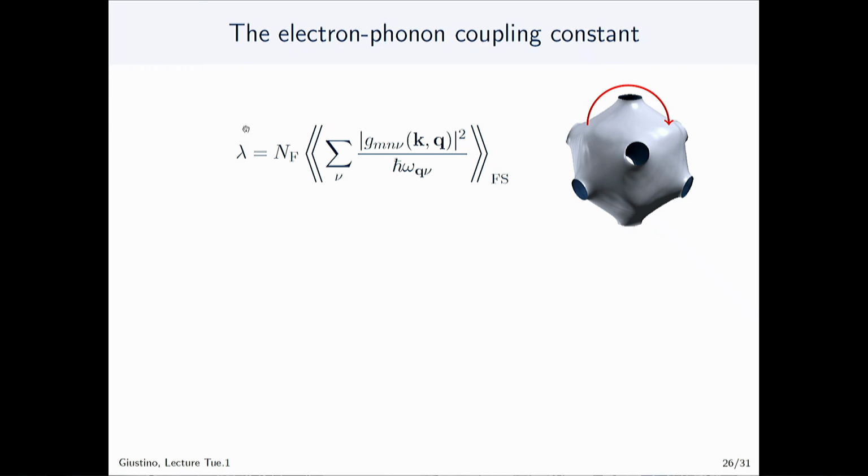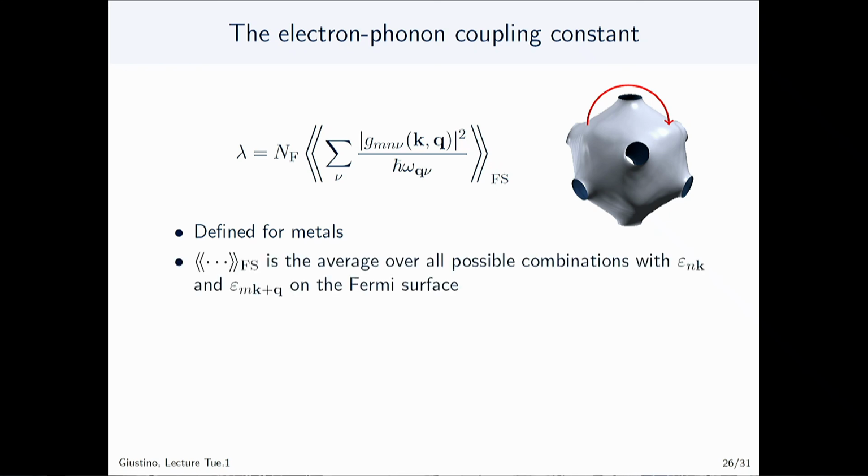And typically, this thing is only defined for metals. So that's the important thing, okay? So when we talk about the electron-phonon coupling calculated in Quantum-Espresso, that has to do with metals. That's an important thing. We should not confuse it with semiconductors, insulators, or other things. This thing, I just say that it's an average over the Fermi surface.